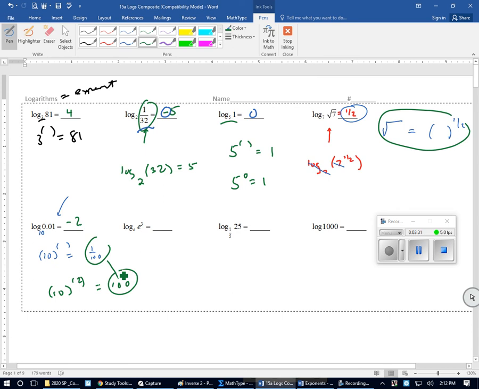Now, there is a number called e, which is like pi. It's one of those numbers we can't write easily. But this says, what exponent on e gives me e to the 3? Well, the obvious answer is 3. Or you could remember what we learned the other day about a log base and a base cancel, so the answer is 3.